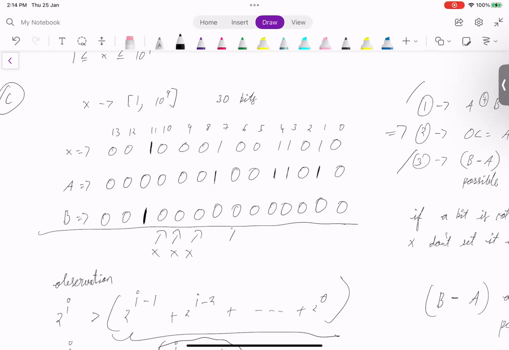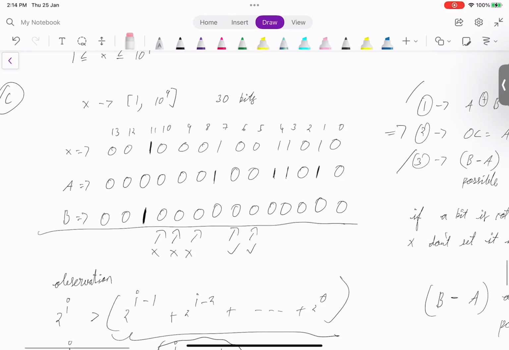Now if we observe, from this unset bit onwards, we can make it a 1. We can make it a 1. And here we can make it a 1. And here we can make it a 1. Right? That is because here if we observe, though I make this and this a 1, still my B value will be less than X.